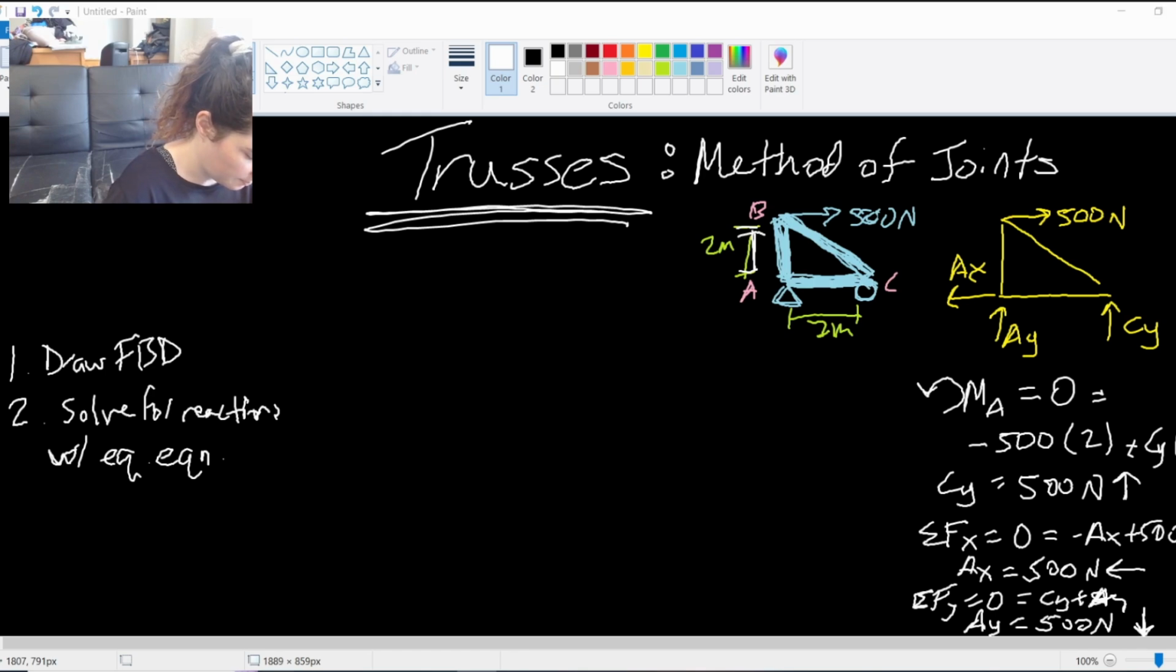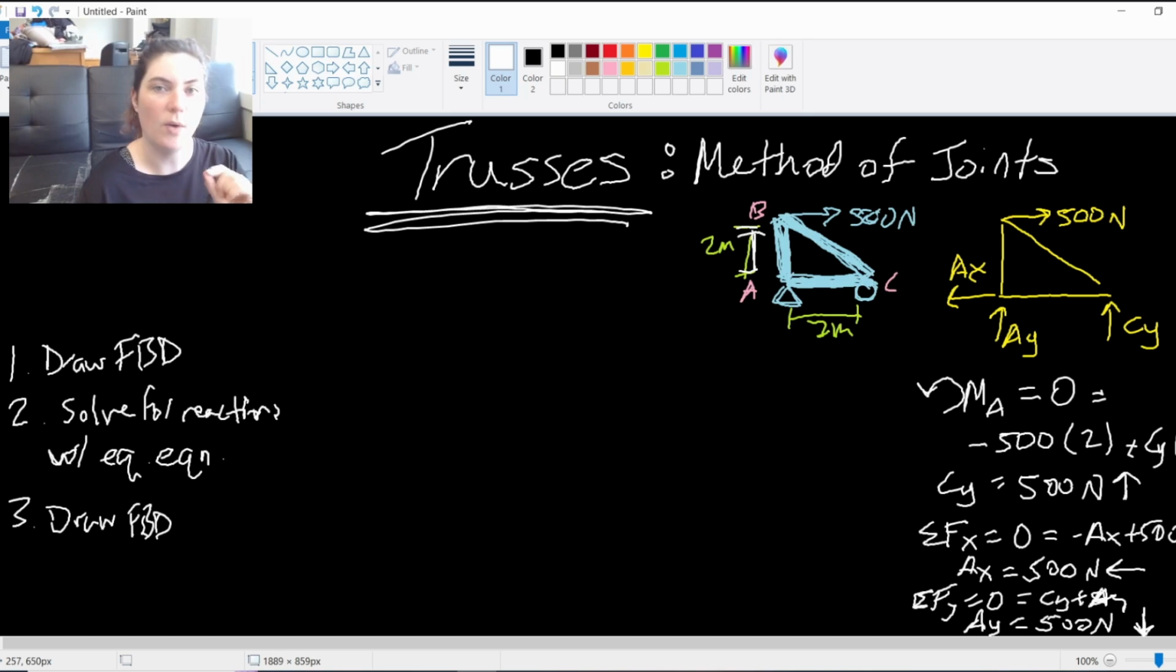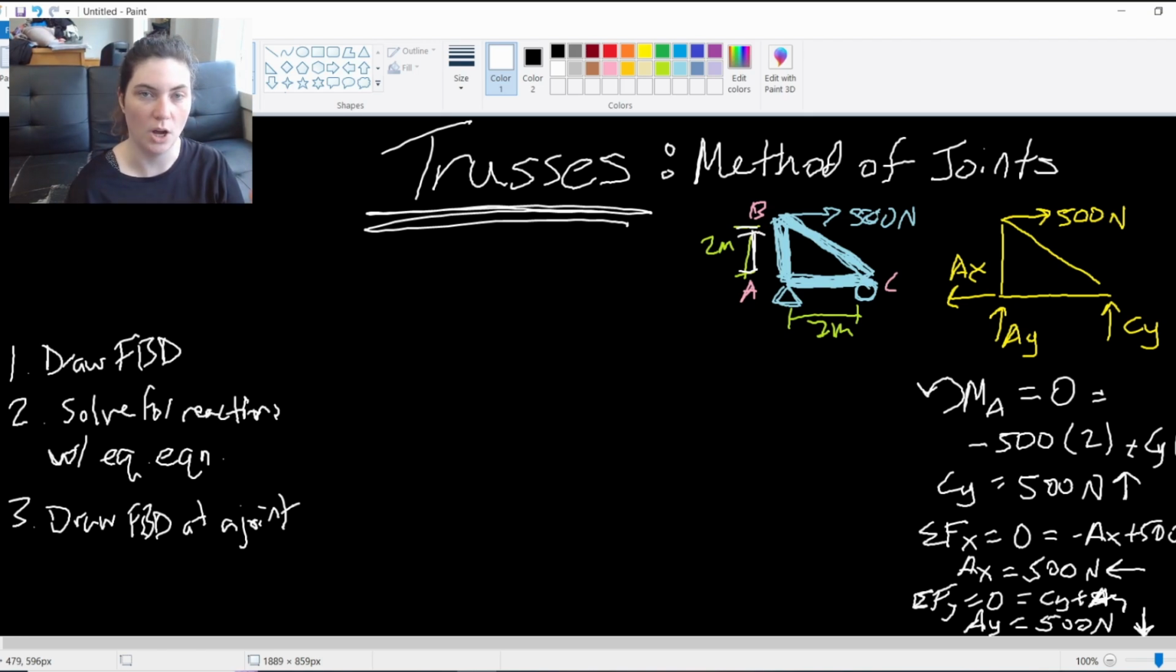So the third step is to draw another free body diagram, but now at a joint. And you want to do this at a joint where you don't have more than two unknowns, because we're only going to have two equilibrium equations in this case. Since we're looking at a single point, we're only going to have our forces in the x direction and forces in the y direction. At a single point, there isn't going to be a moment that we can take.